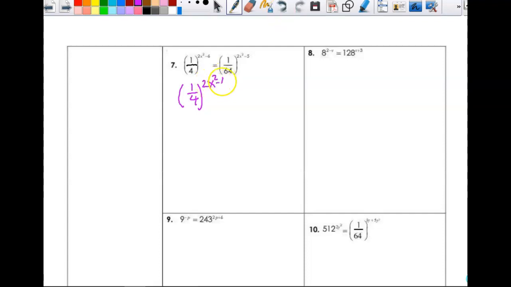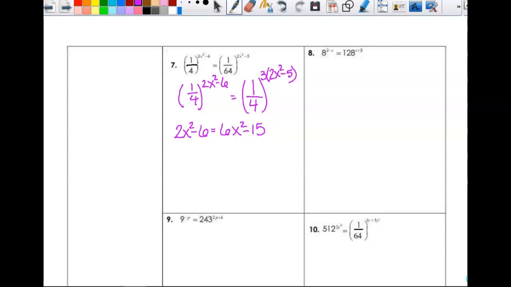2x squared minus 6 equals, so this would be 1/4. 1/4 to what power gives me 1/64? Third. So this gives me 2x squared minus 5 in there. So then I would have 2x squared minus 6 equals 6x squared minus 15.